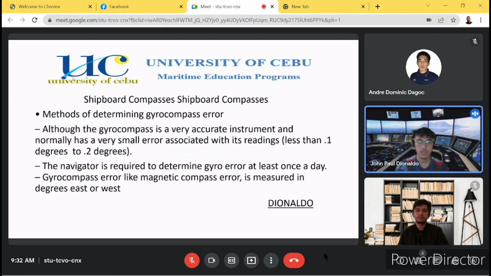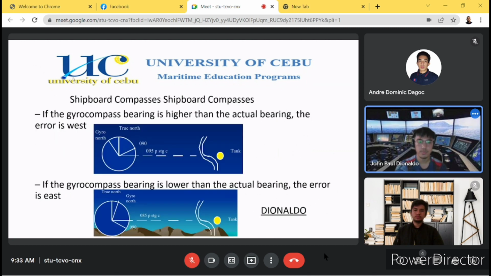Methods of determining gyro compass error. Although the gyro compass is a very accurate instrument and normally has a very small error associated with its readings, less than 0.1 degrees to 0.2 degrees, the navigator is required to determine gyro error at least once a day. Gyro compass error, like magnetic compass error, is measured in degrees east or west.